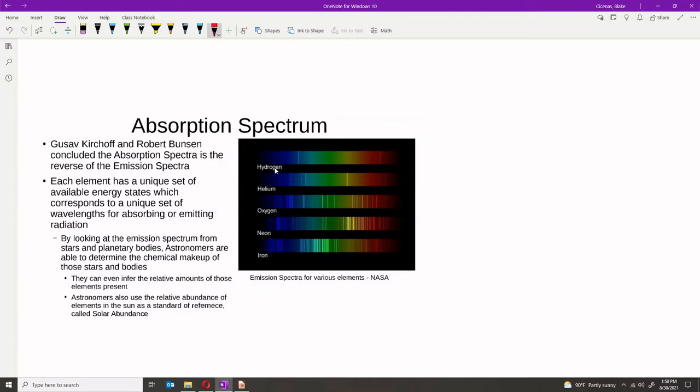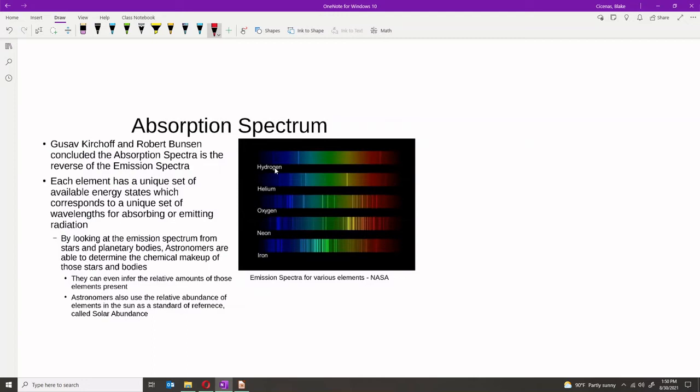So you're able to determine the chemical makeup of those stars and bodies. And not only that, kind of a little bit beyond this, you can actually infer the relative amounts of those elements present. So that we can actually determine, okay, this is going to be 48% hydrogen, 30% nitrogen, and so forth.